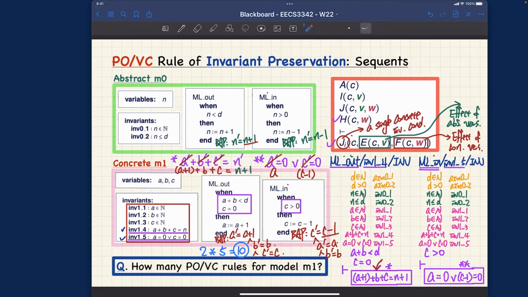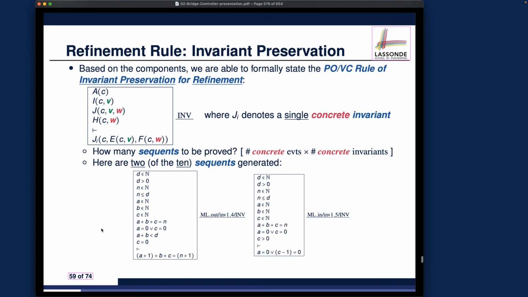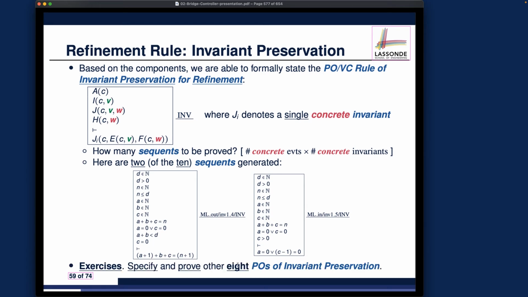Let's now move back to the slides to see if there's anything I missed. You can double check over here. That's exactly what I just put. And exercise the remaining 8. You want to both specify and also prove. And for these 2, their proofs are in some way even simpler than the 2 related to guard strengthening. I shouldn't say it's much easier. It's not really much easier, but very similar, I should say.